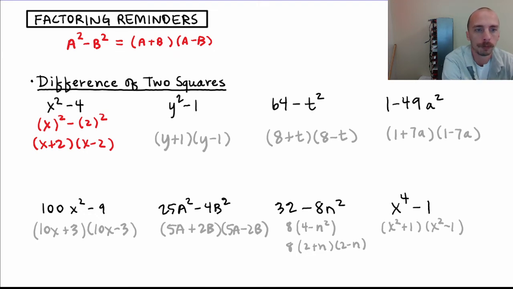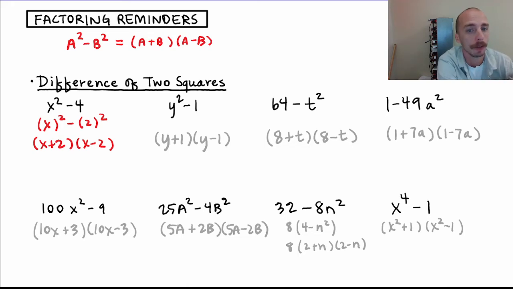So, most of the first few were pretty standard, identify something like 64 is the square of 8, or 49a squared is the square of 7a. But then the last is a little something else. On the second to last one, 32 minus 8n squared, you needed to factor out the 8 first, and then it became a difference of two squares.